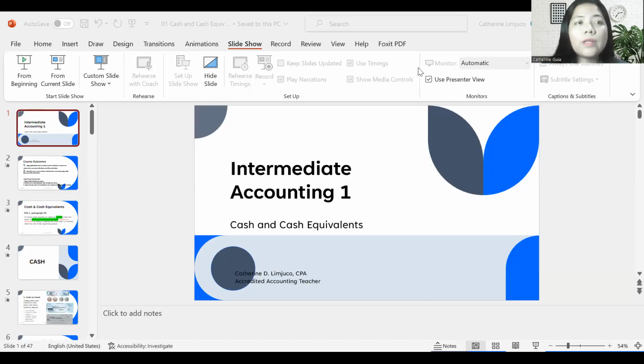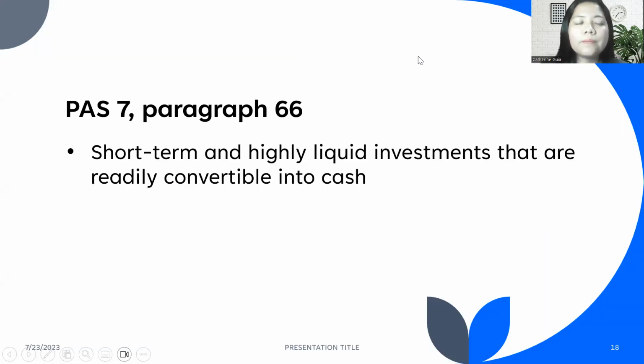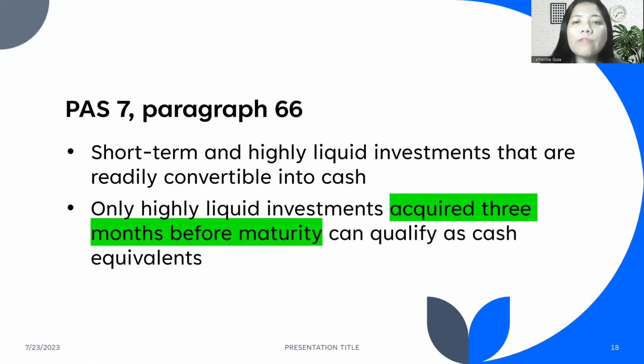So what's the criteria? Okay, so this is the criteria for highly liquid investment. Only highly liquid investments acquired 3 months before maturity. So this is the criteria. Acquired 3 months before maturity can qualify as cash equivalents, or if the term is actually 3 months.